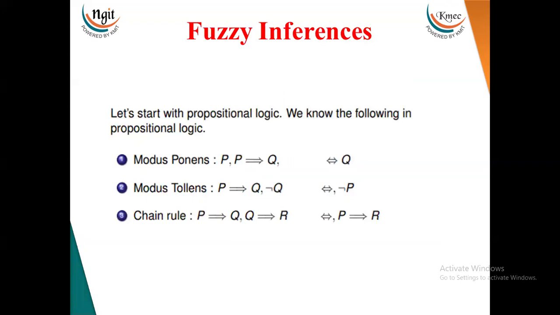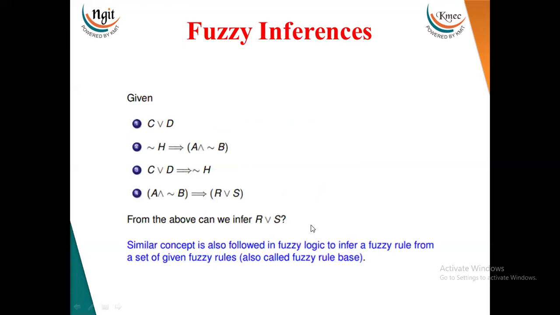Okay, so coming to the first one, modus ponens: P implies Q, P, therefore Q. Modus tollens: P implies Q, negation Q, implies negation P. Chain rule is like your transitive relation: P implies Q, Q implies R, implies P implies R. So these are the examples, like given one C or T.